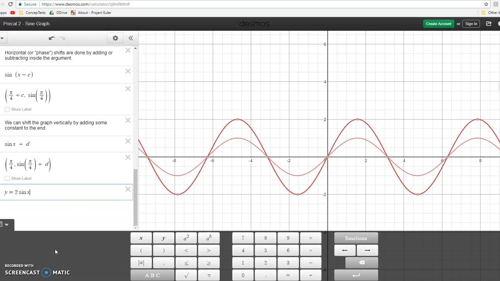And here is double that, right? 2 sine x is sine x doubled. All my outputs from sine x, I now multiply by 2. So what was 0 before is, well, still 0. What was 1 before is now twice that. What was negative 1 before is now twice that. And everything in between has also been doubled.